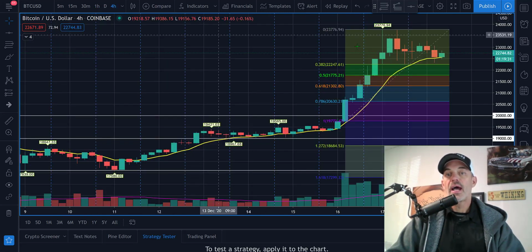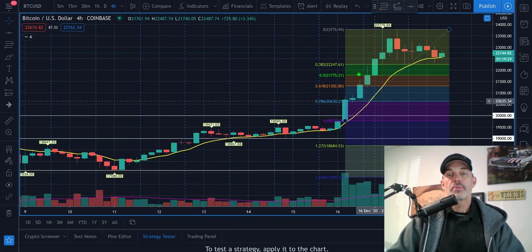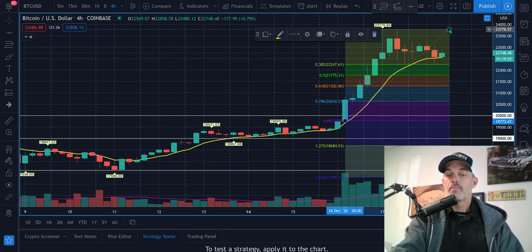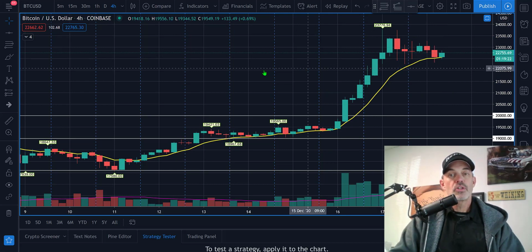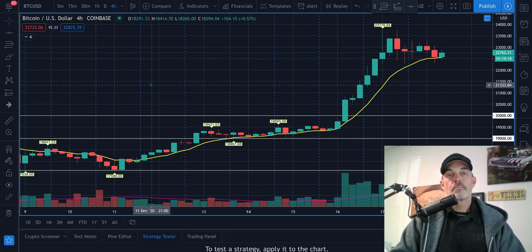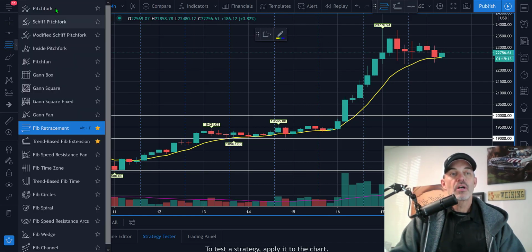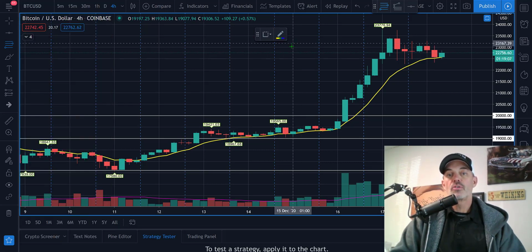Now, jumping back to the 4-hour, I'll show you how I actually place this tool on the chart. Let me delete it from the chart. And if you come over to the toolbar, if you're using TradingView, that is, the toolbar on the left-hand side, if you double-click on that, you'll have a bunch of options, and about midway down, the Fib Retracement tool is what I'm going to select.